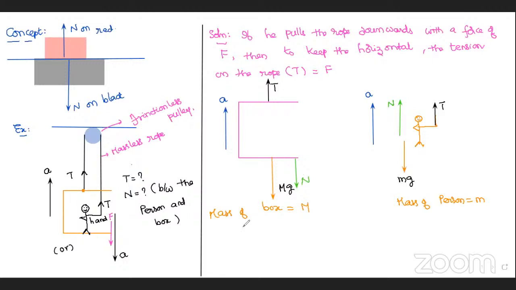Upward force should be greater, which means T minus mg minus N is the net force. Correct? Upward force is right. Good. So the upward force is greater, T minus mg minus N here is the net force. And here, T upward, one more is there, plus N in the opposite direction, minus mg is the net force. Are the two equations correct?